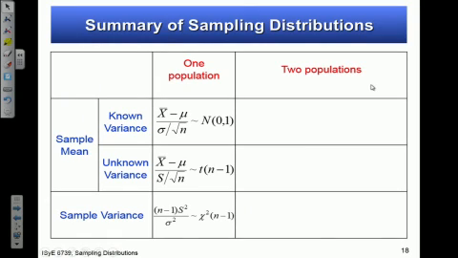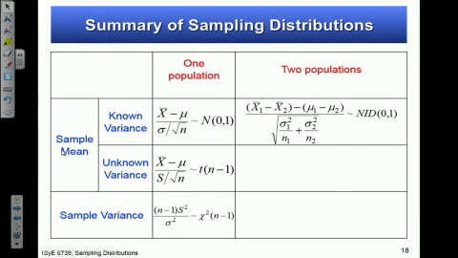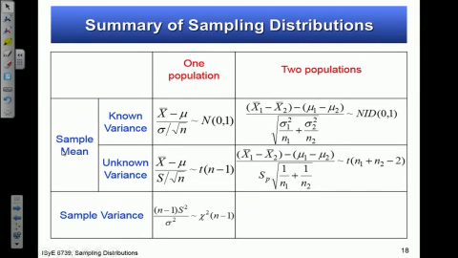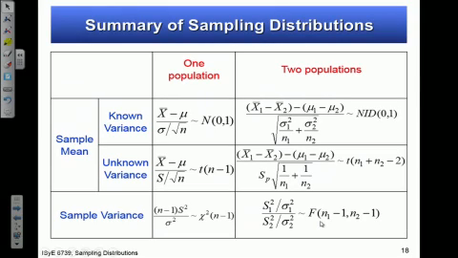Two populations, variances are known, and we want to know the distribution of X bar 1 minus X bar 2, or the distribution of difference in sample means. What is it? Normal. What if the variances are not known? Again, T with n1 plus n2 minus 2 degrees of freedom. What is the main assumption here, by the way? Sigma 1 and sigma 2 are equal. And this is for the case that we want to know the ratio of the sample variances. It follows an F distribution. Okay?